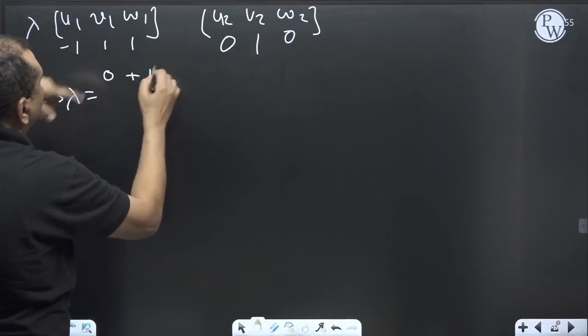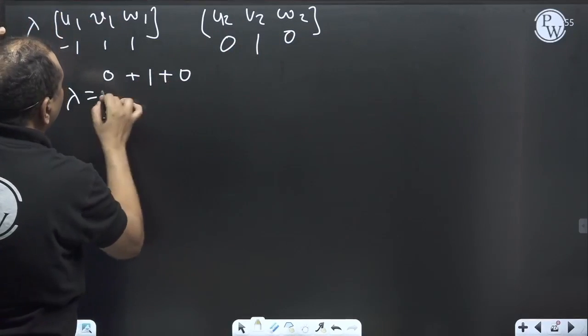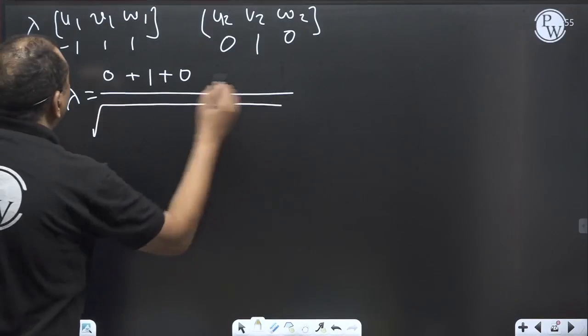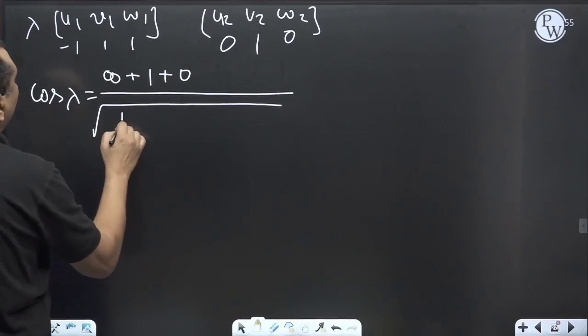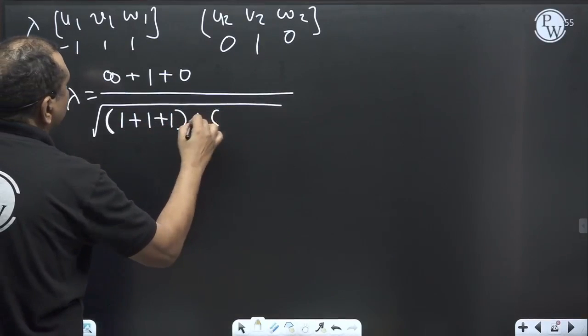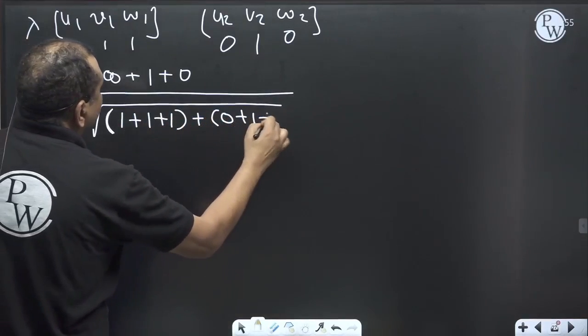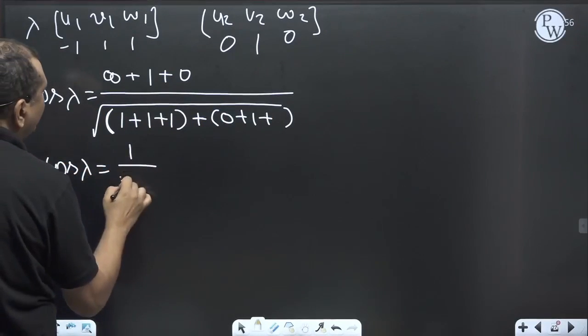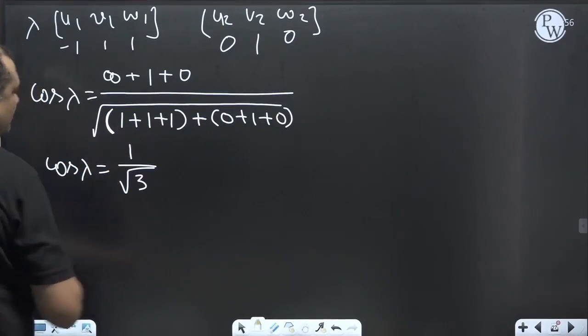V1 V2 1, W1 W2 0. Okay. Now calculate this one. Under root 1 plus 1 plus 1 plus 0 plus 1 plus 0. So cos lambda comes out to be 1 divided by under root 3.